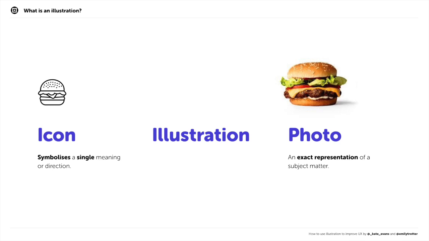A photo is an exact representation of a subject matter. There are certain scenarios where this is crucial, when selling physical products, or for advertising a type of accommodation or a travel destination, or if you need to reference a person who exists in real life.